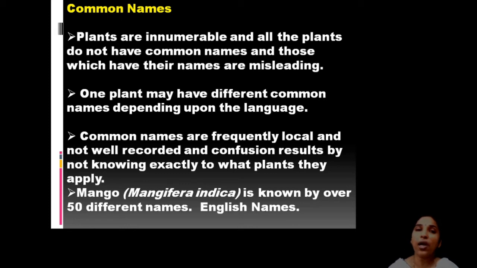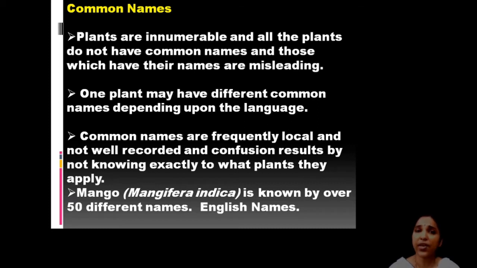Okay. So local names and common names are causing confusion. In order to avoid this, we need a scientific name. For example, mango. Mango is Mangifera indica. But mango is known by 50 different names. Okay, 50 different names are the English names for mango. So we have to avoid this confusion. So we can give a name Mangifera indica. All over the world, mango has one scientific name, that is Mangifera indica. Okay, so these are the demerits of common names.